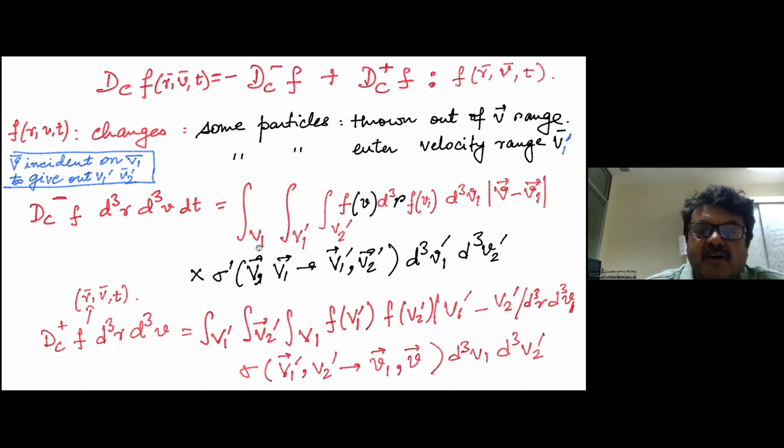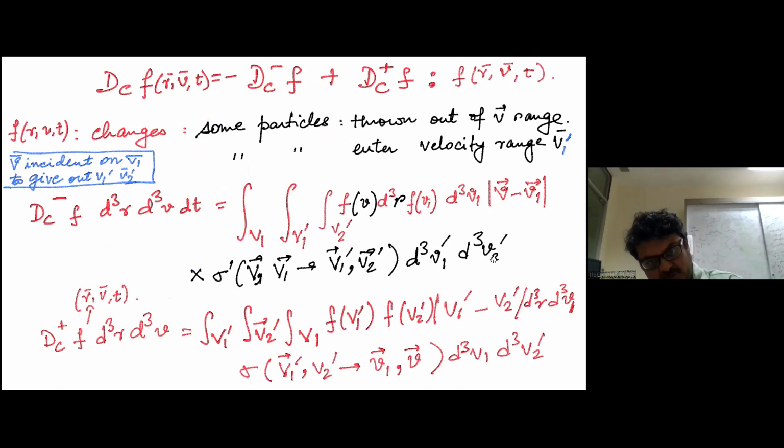We are integrating over v1 and all the possibilities of v1 dash and v2 dash that are possible, and how many are going to go into v1 dash and how many are going to go into v2 dash, whether at all it will go or not is going to depend upon sigma dash, right?